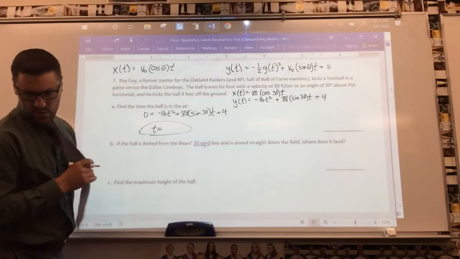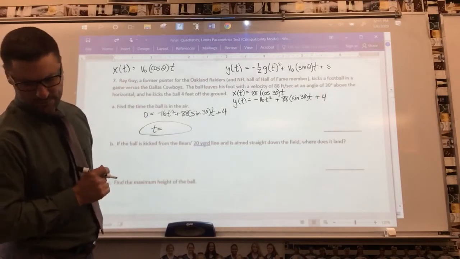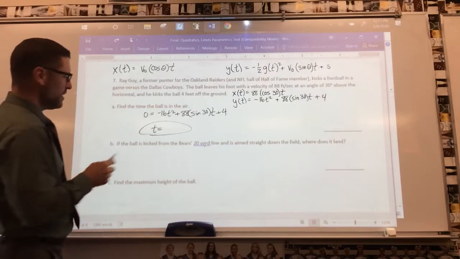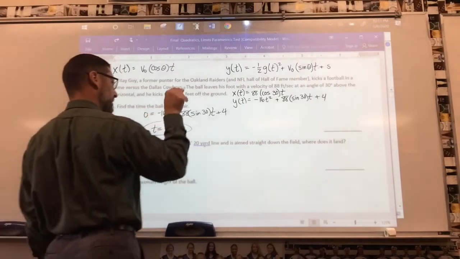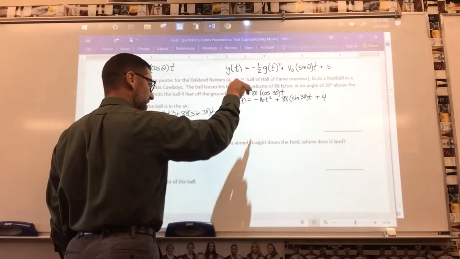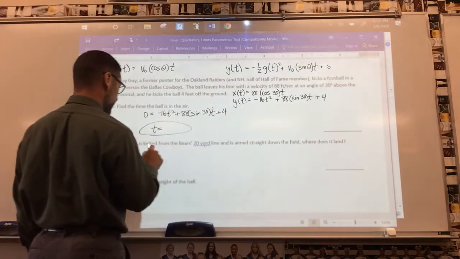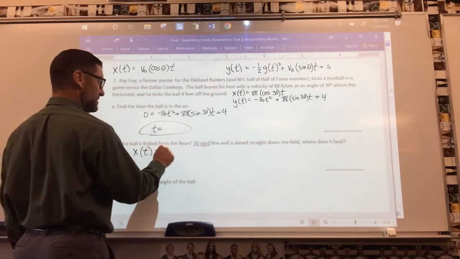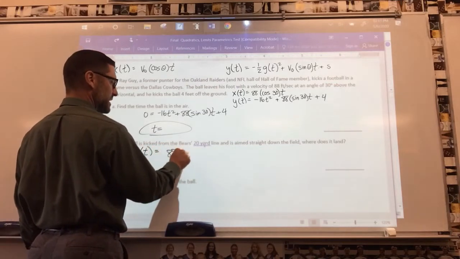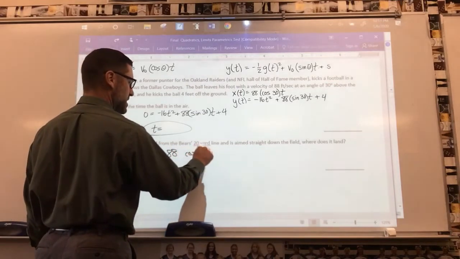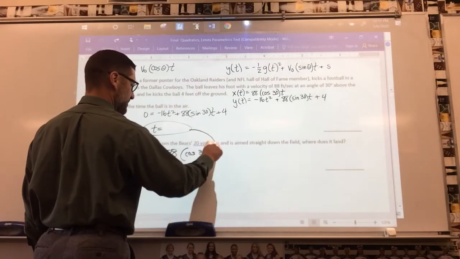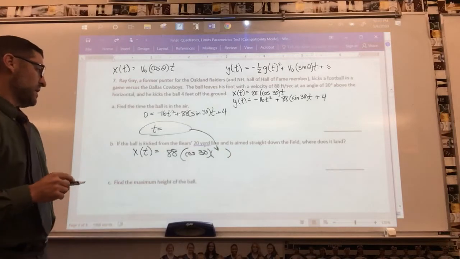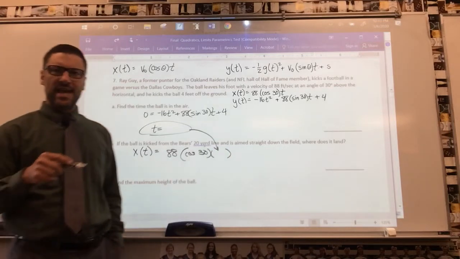If the ball is kicked from the Bears' 20-yard line and is aimed straight downfield, where does it land? So I do have a time value now, and my time value is what I get for how long it's in the air. I want to know how far horizontally it went. So I'm going to use my x of t equation: 88 times the cosine of 30 times whatever you get for that time value. You're going to plug that in right there. And where does it land?